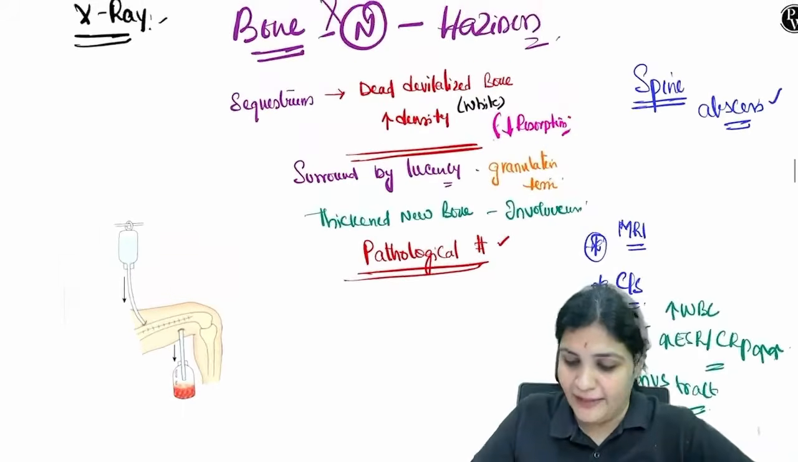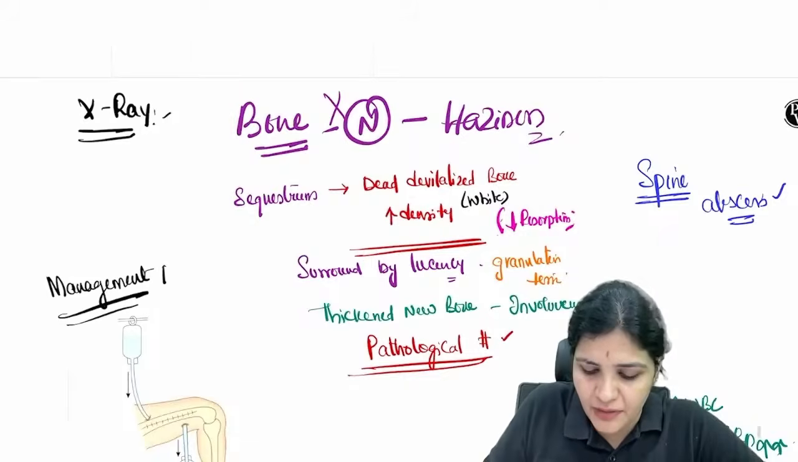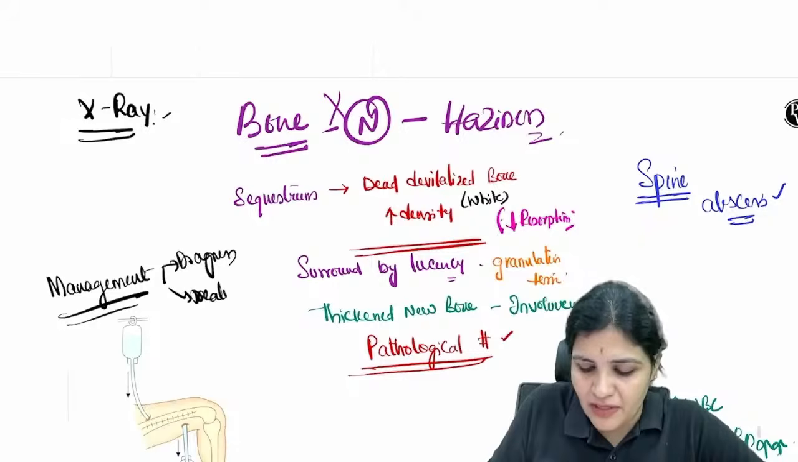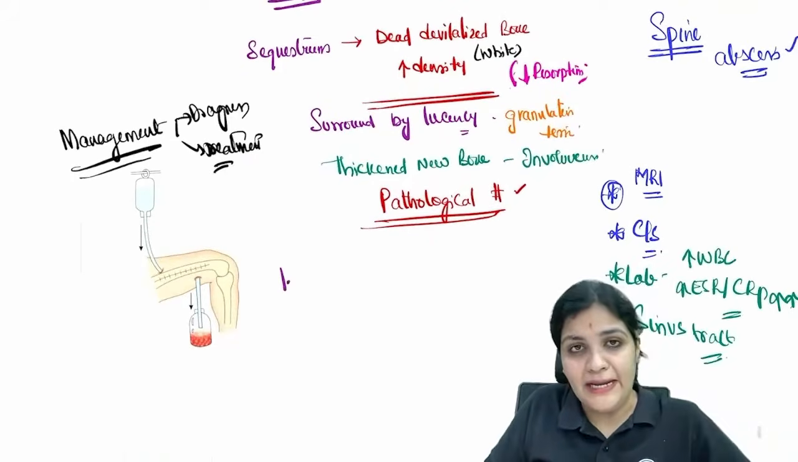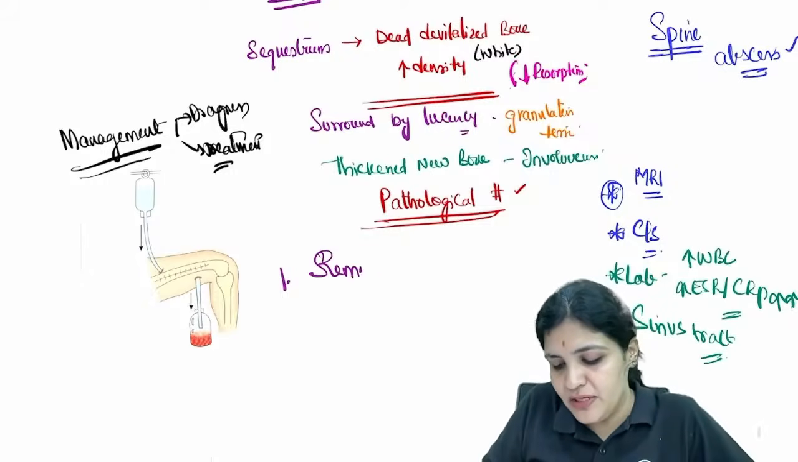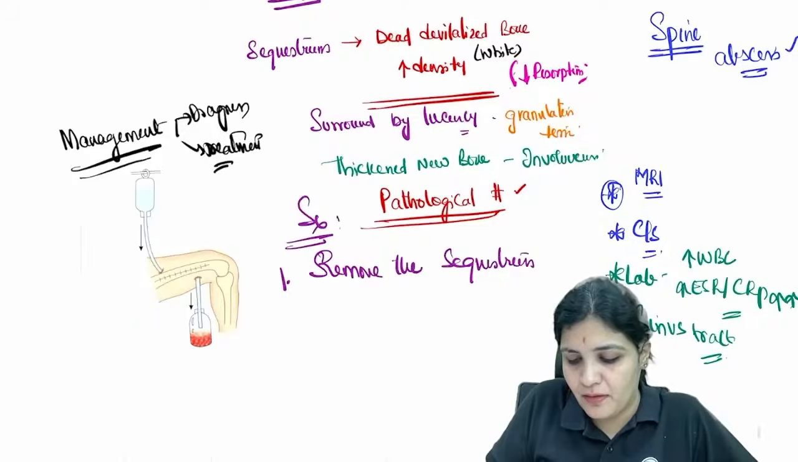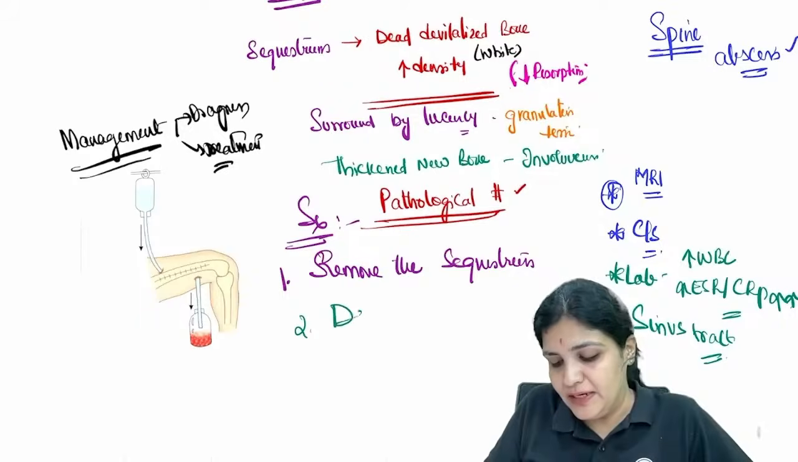Then coming to the management. So how do you manage this case or treatment, right? So management is nothing but it starts right from the diagnosis and the treatment. So diagnosis part we have discussed. So now the treatment part. So treatment, what you have to do, you know what is the nidus, you know where the infection is coming from. So you have to remove the sequestrum. So removal of the sequestrum is the treatment.